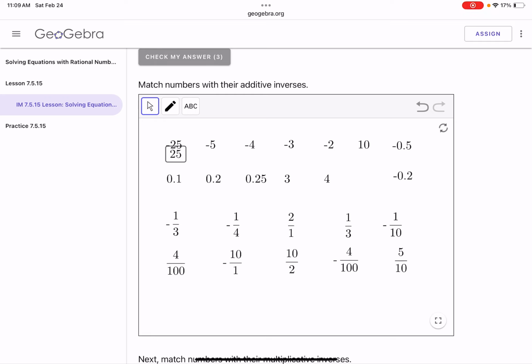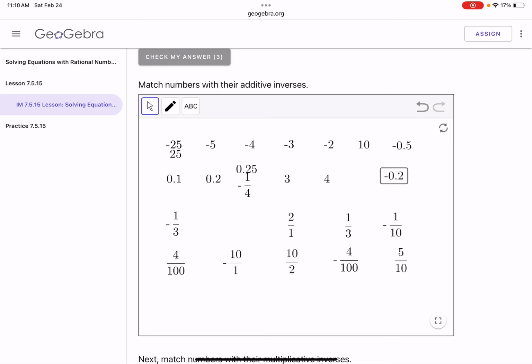How about 0.25? Well, 0.25 plus what gives me 0? Well, a -0.25. Do you see a -0.25 anywhere? Does anyone see a -0.25? Yeah, me neither. So we're going to have to look at the fractions. Are any of these fractions -0.25? And hopefully you recognize, hey, 0.25 is like 25 cents. 25 cents is like 1/4 of a dollar. So what would be -1/4? Guess what? We can match those two together. There we go.